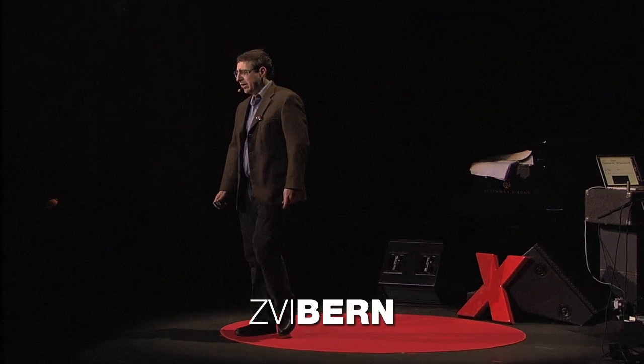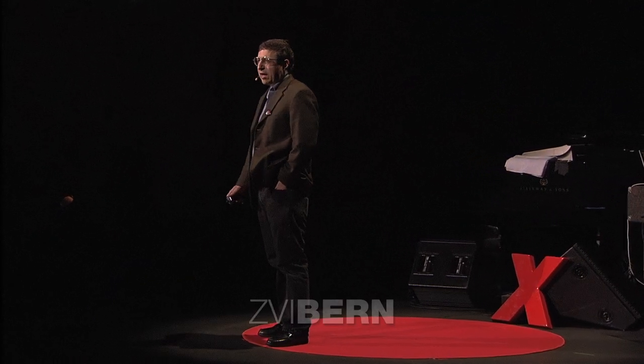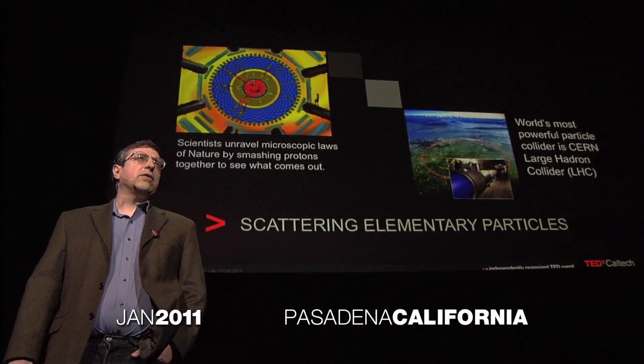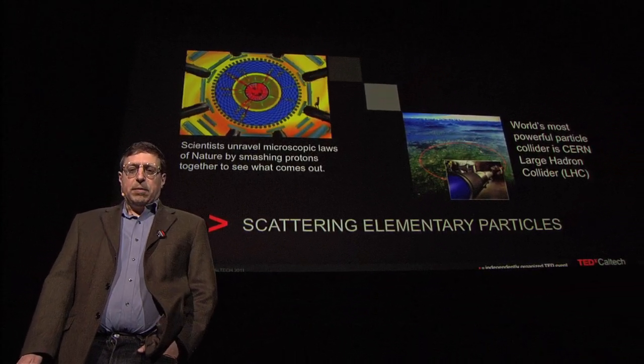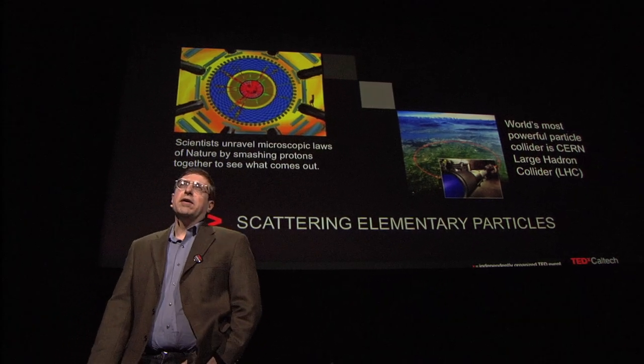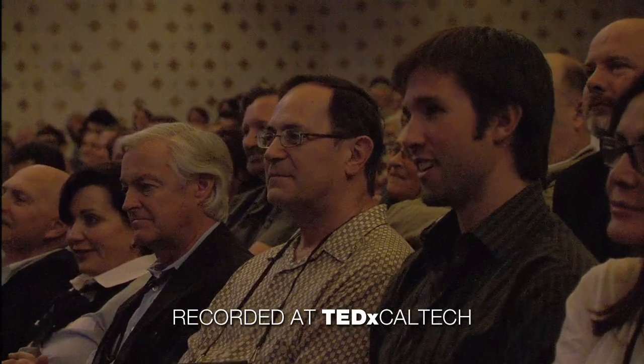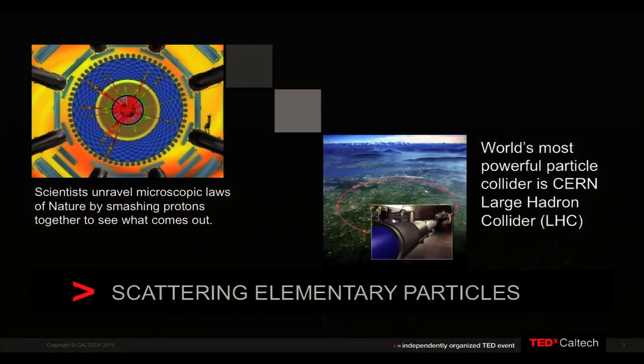So I'm going to talk about Feynman diagrams, past, present, and future. Physicists are unraveling the microscopic laws of nature by colliding protons together and studying how the elementary particles scatter off each other. Today, the most powerful collider in the world is the CERN Large Hadron Collider. This is able to peer at the physical laws down to an unbelievable scale of 10 to the minus 3, 1/1000th the size of a proton.